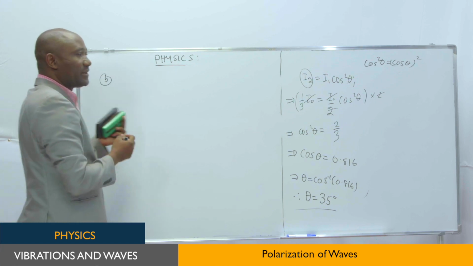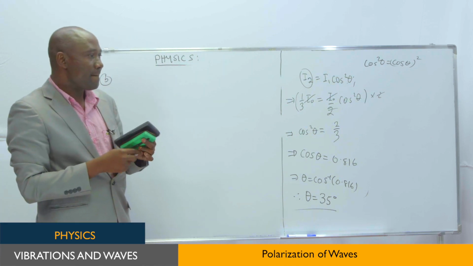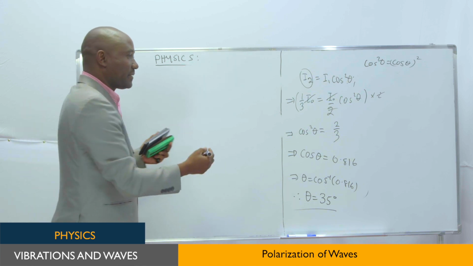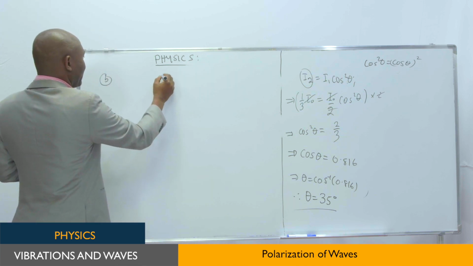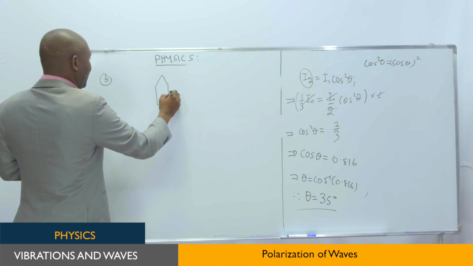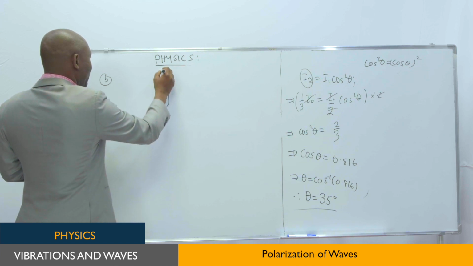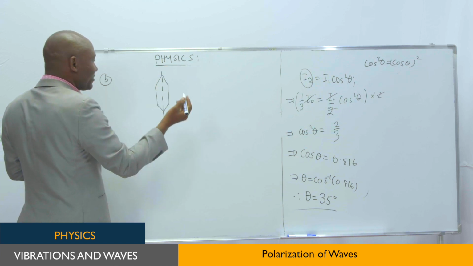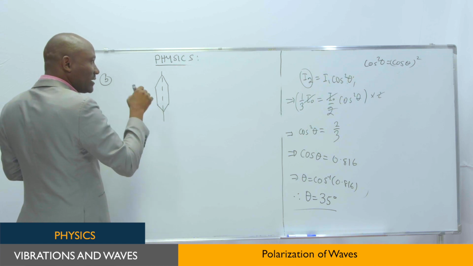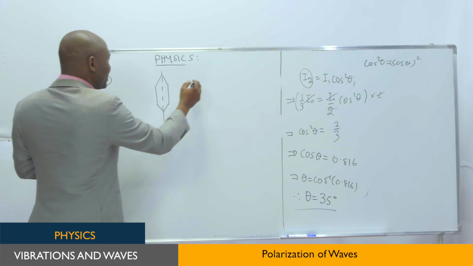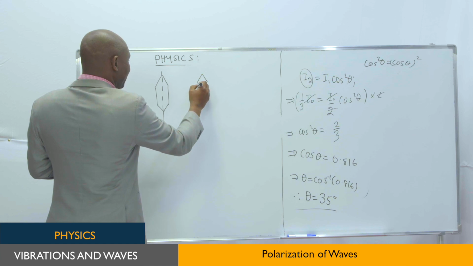The two polarizers are arranged such that the transmission axes are parallel. Okay, this way. Now, make sure that you are making a follow-up on this, because this is the assignment you're supposed to be doing at home while making a follow-up here. So these are the two polarizers.